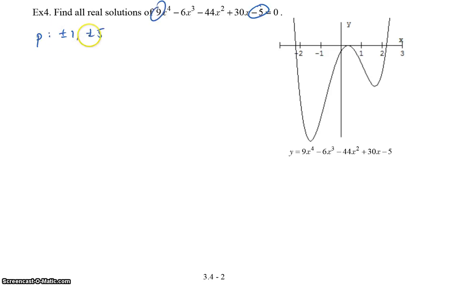And then our q's come from the leading coefficient. We're dealing with 9. You'd have plus or minus 1, plus or minus 3, plus or minus 9. And then from those, form the p over q's. So take the p's and divide by the q's. So you'd have plus or minus 1, 5, and then let's see, 1/3 and 5/3. And then 1/9 and 5/9.